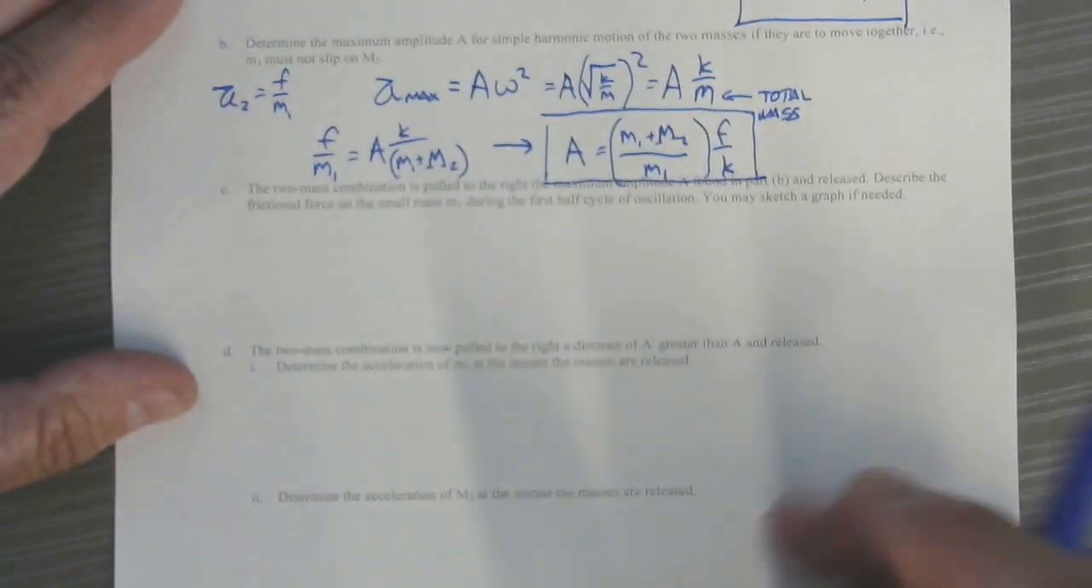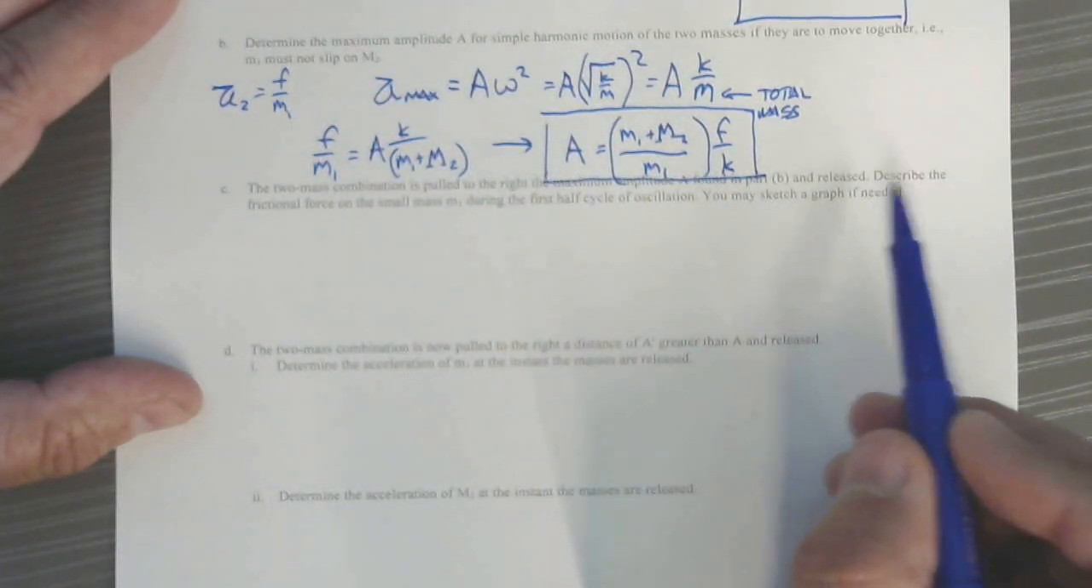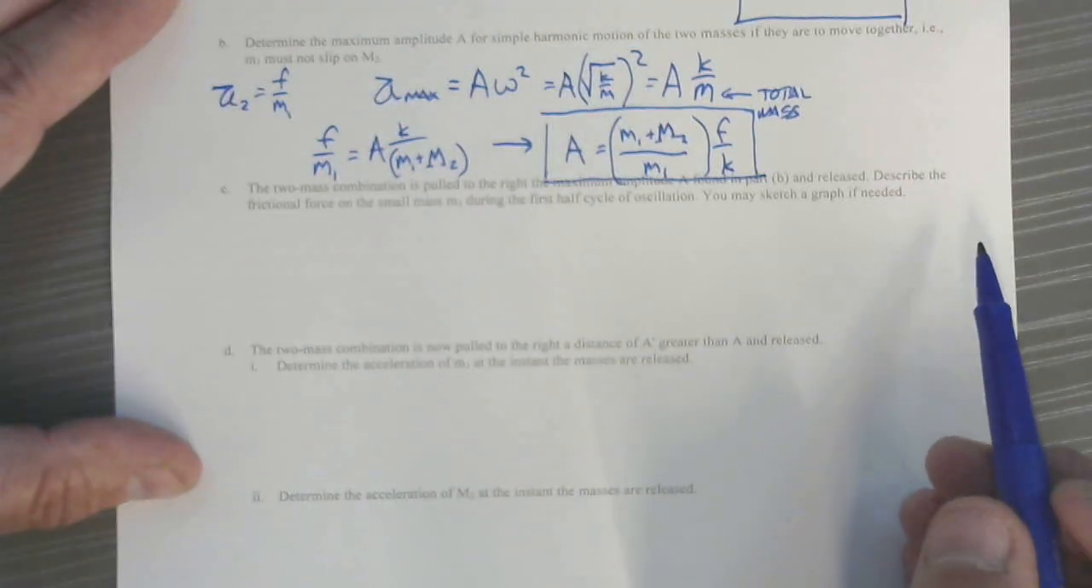Now they ask us something slightly different. They say the two-mass combination is pulled to the right, that maximum amplitude, and released. Describe the frictional force on the small mass during the first half cycle of oscillation.